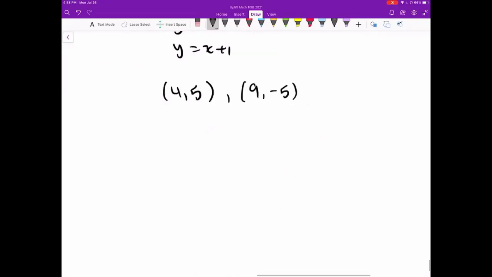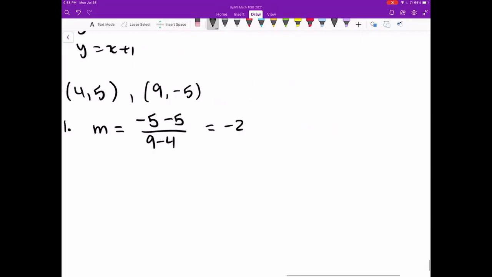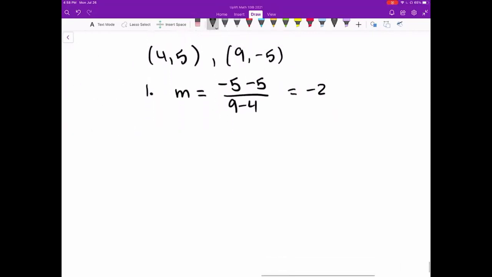Yeah, so we can have 2 points like 4, 5, and 9, -5. So the first thing that we're gonna do is find the slope, because if we have 2 points, we're always just gonna find the slope. So we can do like -5 minus 5 and 9 minus 4, which would give us -10/5, which is -2. And then we can kind of just put the slope inside of y = mx plus b.